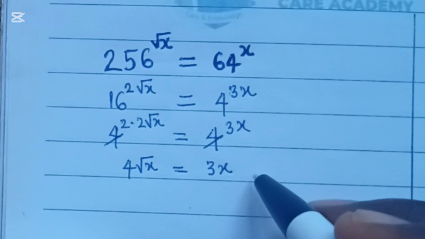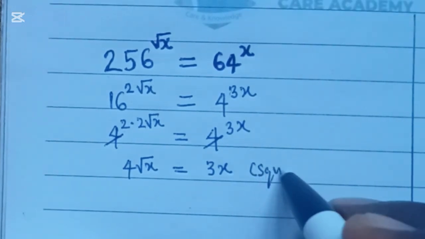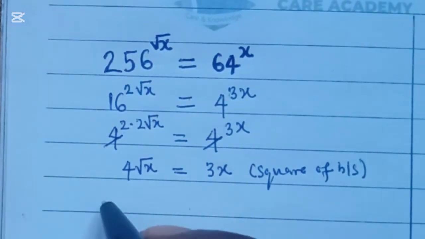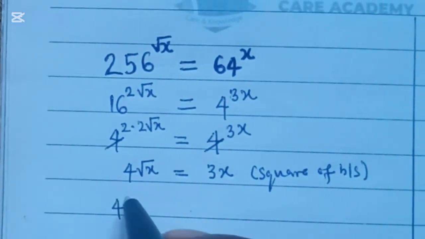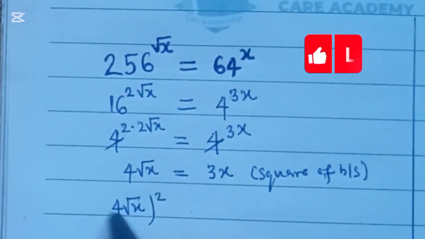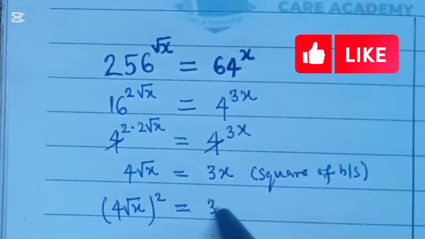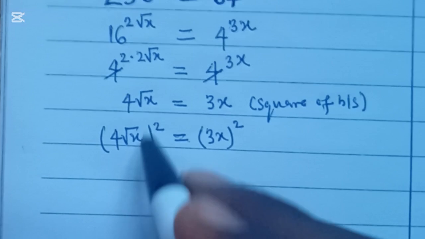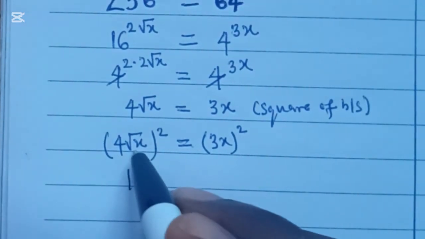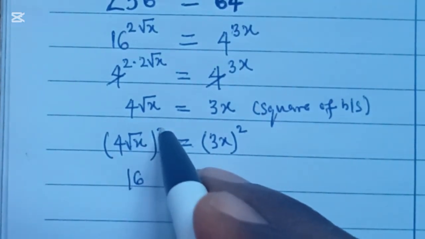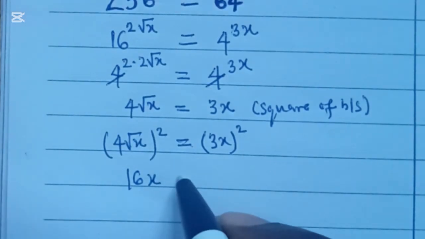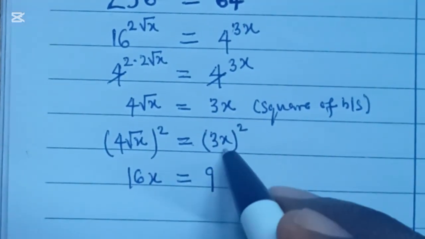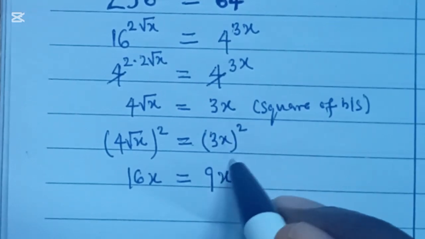Okay, so we can take the square of both sides. You take the square of both sides, and then we have 4 root x squared is equal to 3x squared. So when you take the square of this, 4 squared gives us 16. The square root of x squared will give us x, and is equal to 3 squared, which gives us 9. x squared gives us this.